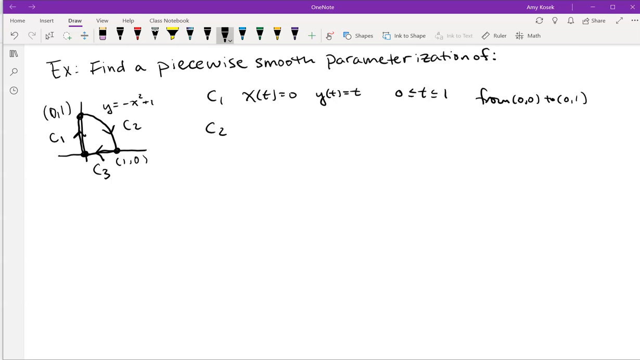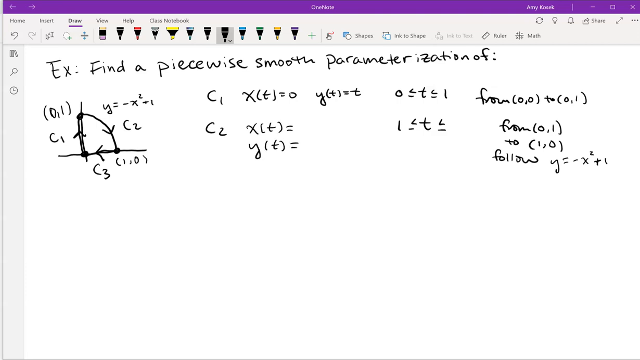So then for curve 2, my t values are going to have to start at 1 and go to something. Now notice that this one needs to go from the point (0, 1) down to the point (1, 0), but it needs to follow that parabola, which in rectangular coordinates is y equals negative x squared plus 1. So we have to follow that parabolic path. Again, we're going to need an x of t and a y of t.